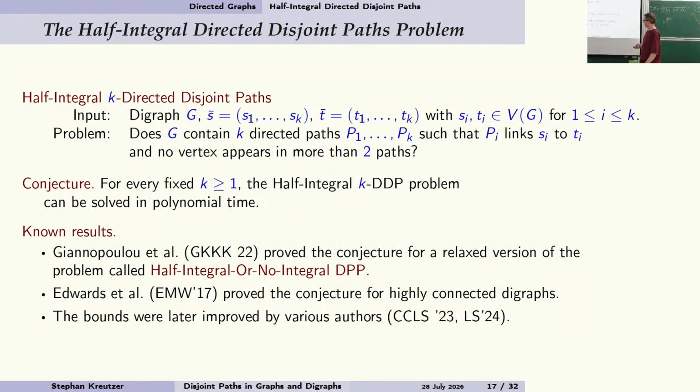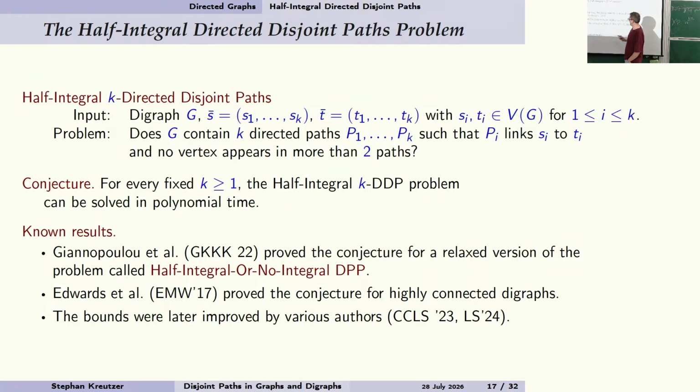And there are some known results. So we had an even simplified version, the name is debatable, but it's called the half-integral or no integral disjoint path problem. It just means the positive solution should be a half-integral solution, or the negative answer would just be that there is no linkage connecting the sources to terminals. It may not be obvious why it's easier, but it simplifies it a lot.